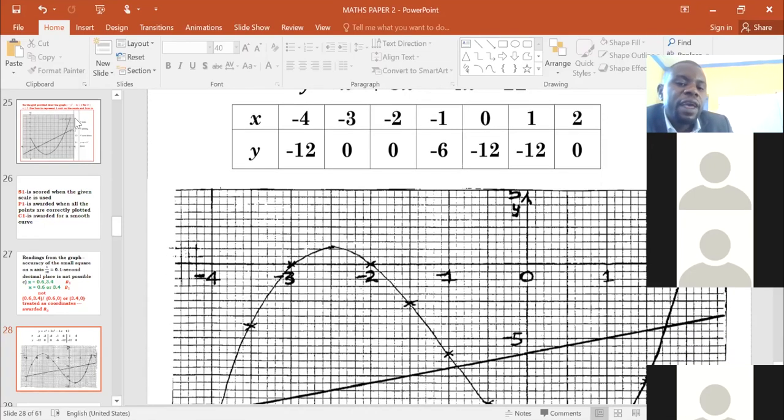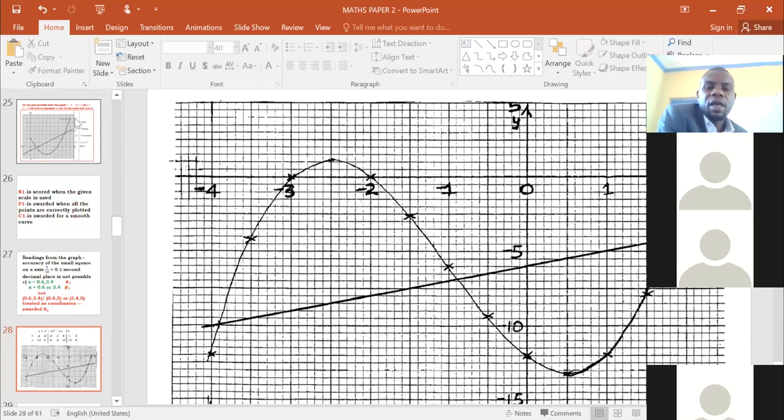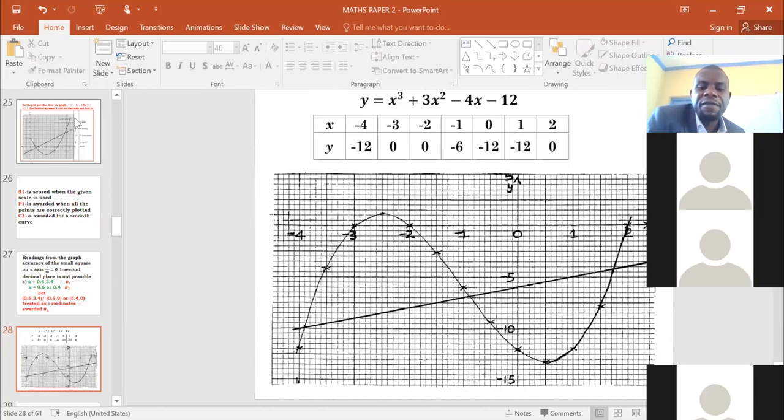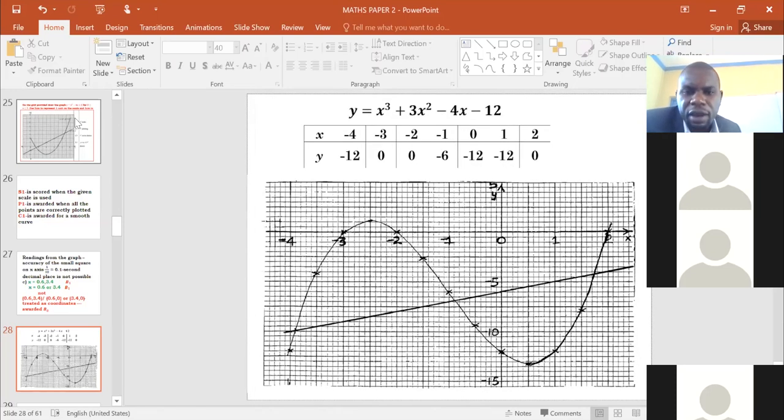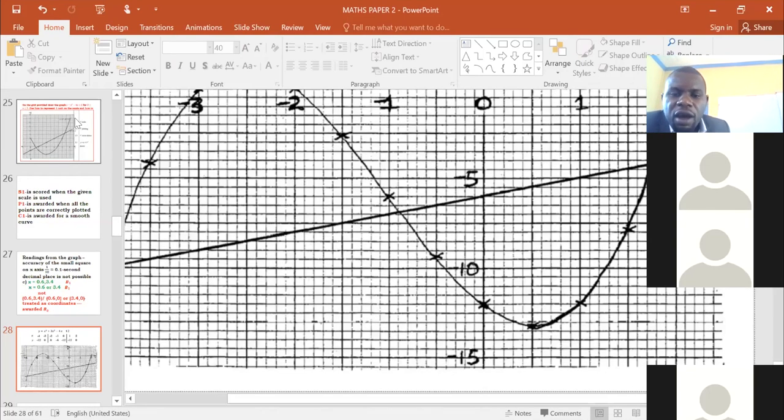Because you find that that particular area, most students will draw a flat line there between -3 and -2. They draw a straight line. So if that part becomes very straight, the curve mark will be lost. The same will apply to the point where we have 0 and 1.